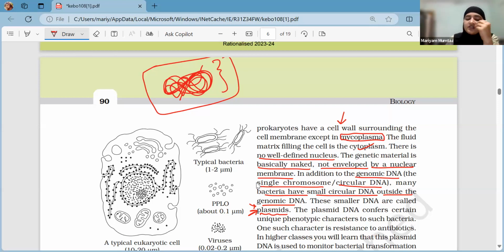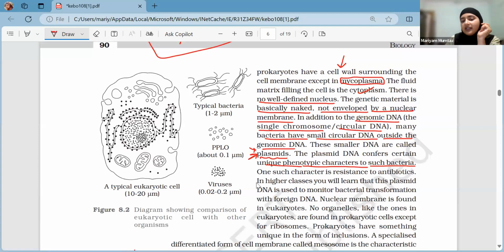And this plasmid is very important for the prokaryotes, mostly the bacteria. Why? Because they offer certain unique phenotypic characters to such bacteria, such as antibiotic resistance. The antibiotic resistance comes from the plasmid. Phenotypic, you understand? This also you must have studied in that genetics chapter. Phenotype, genotype. What is phenotype?